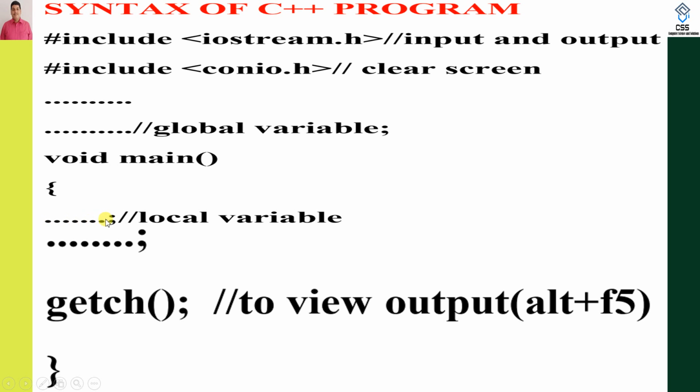Each statement must end with a semicolon, and every keyword in C++, like C, should be written in small letters, because there is a distinction between capital letters and small letters.